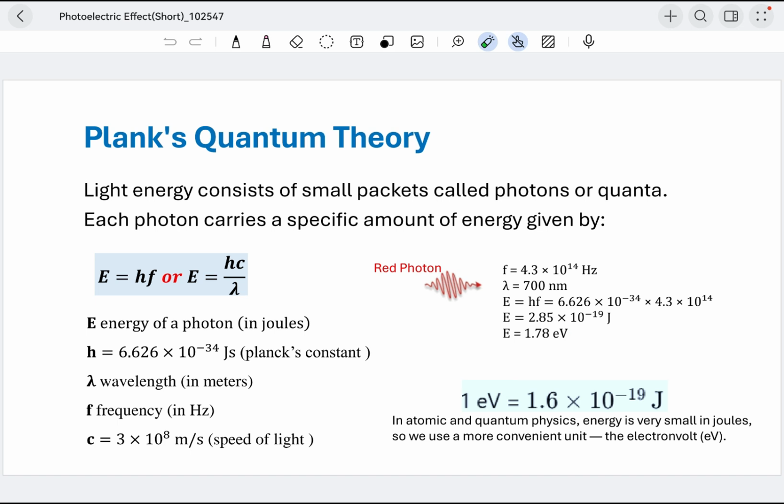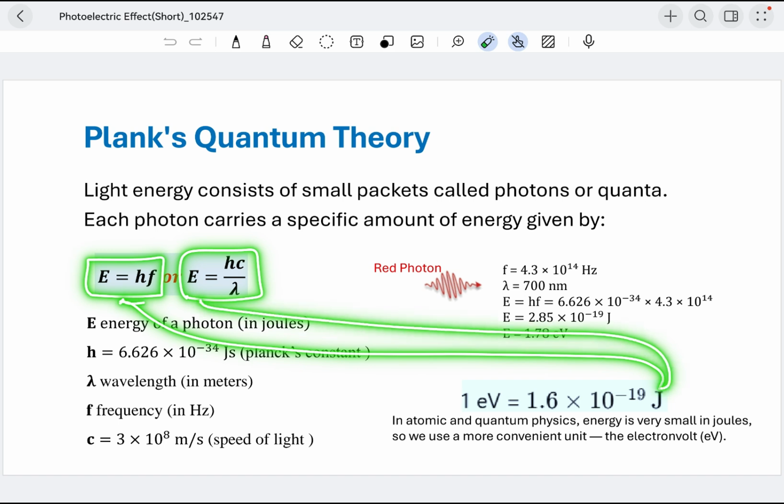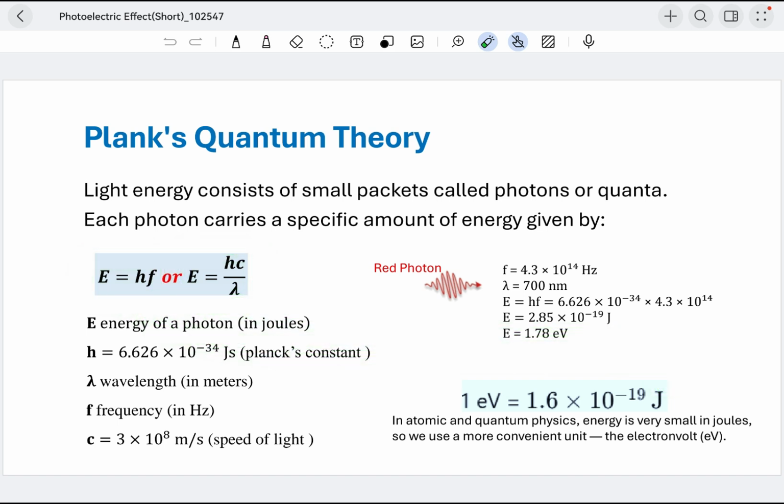Another conversion, that is from electron volt to joule. It's very simple. 1 electron volt equals 1.6 times 10 to the power of minus 19 joule. Sometimes our values are given in electron volt, but whenever we use these formulas, the energy should be in joule. So then we have to convert. 2 electron volt means 2 times 1.6 times 10 to the power of minus 19 joules, like this. So multiply with 1.6 times 10 to the power of minus 19.